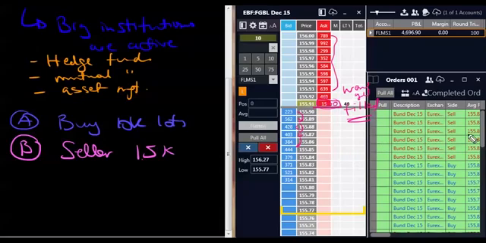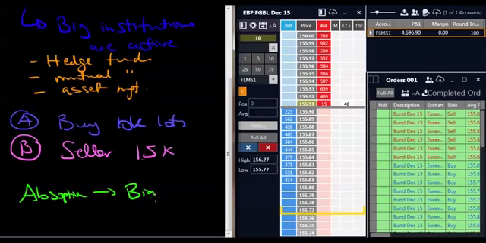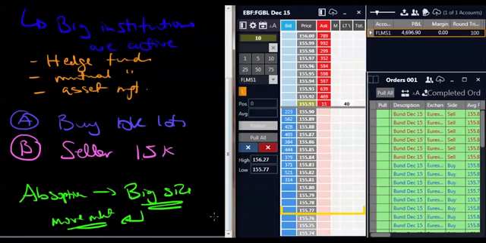It's usually a function of big size. So if we had to put one main reason, when there's absorption, it's usually because there's big size to be done. And if there's big size, that could potentially move the market. So in that context, this is basically why institutions split up their orders and absorb.